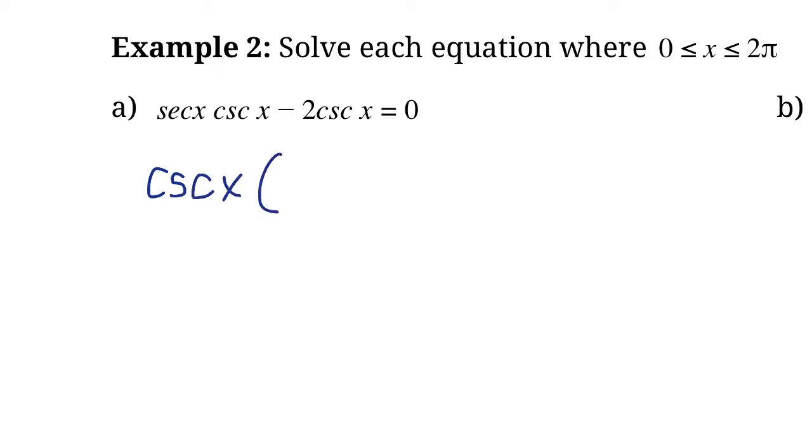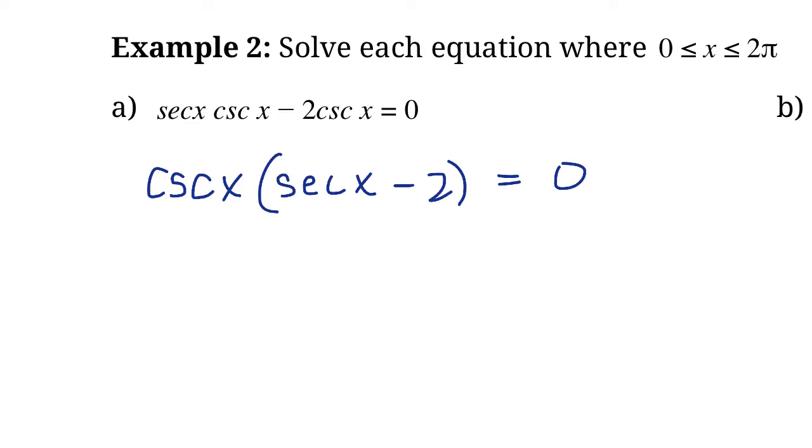Cosecant x, and then what's left of the first term is going to be secant x. And then the second term, once we take out that cosecant x, is just going to be 2. And that whole thing equals 0. Okay, now what do we do? We've simplified it a lot, actually, but now what do we do?